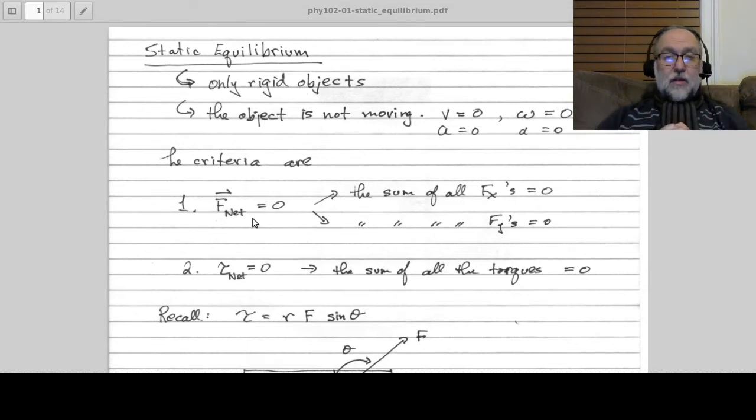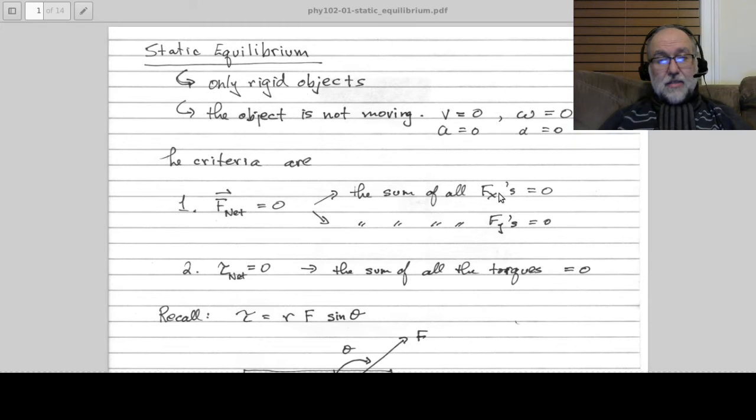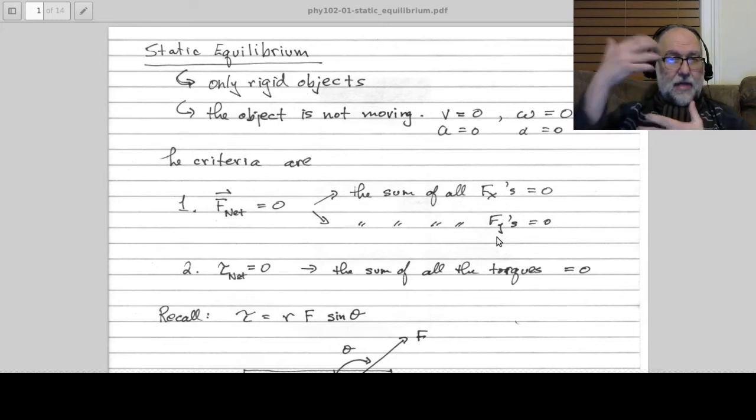But because forces are vectors, it's probably best to think of that as two criteria. One is the sum of all the forces left and right have to balance. That's the Fx's have to balance. And all the forces up and down have to balance. Okay, so whenever you hear me say the net force has to be 0, think of it as two things. Think of it as forces to the left and right have to balance, and forces up and down have to balance.